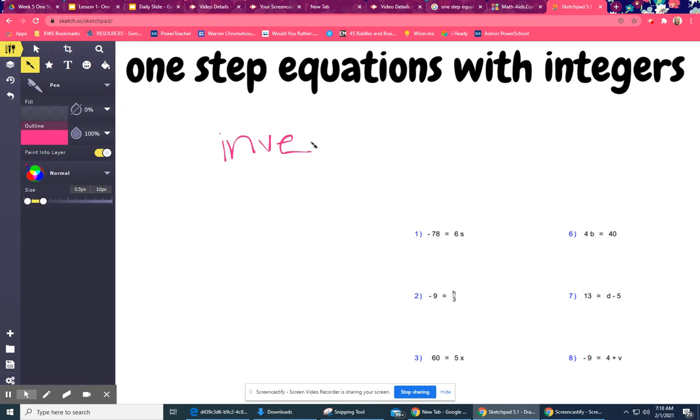Inverse operations just means the opposite. So the inverse of addition is to subtract. The inverse of subtraction is to add. They go hand in hand. The inverse of division is multiplication, and then vice versa. The inverse of multiplication is to divide. And you're going to need to use inverse operations to isolate variables when you're solving equations.